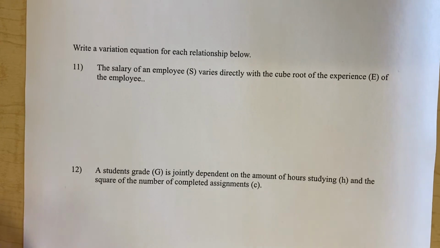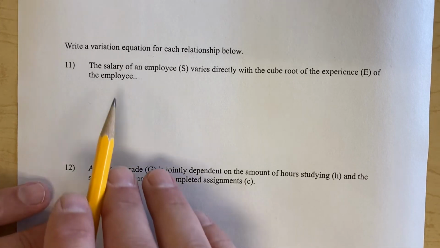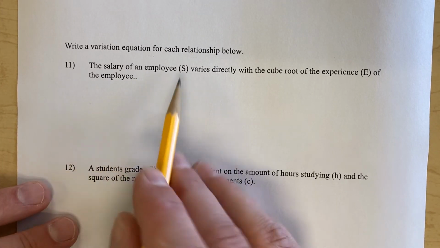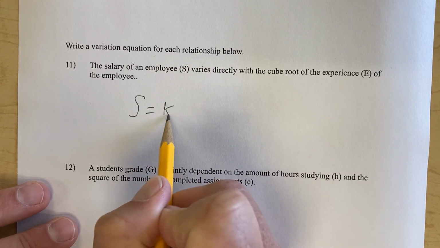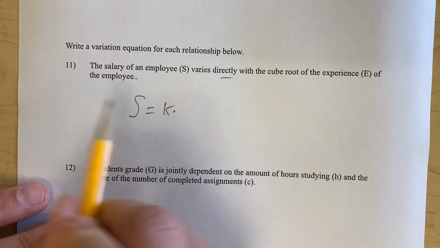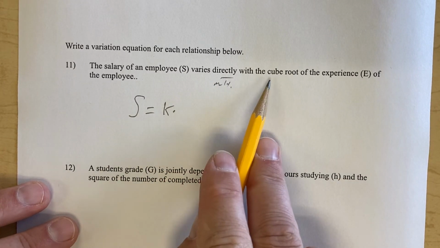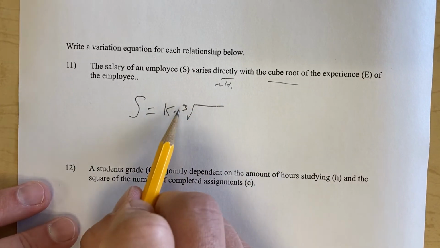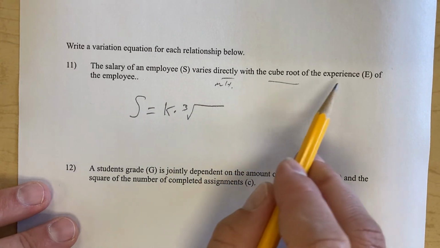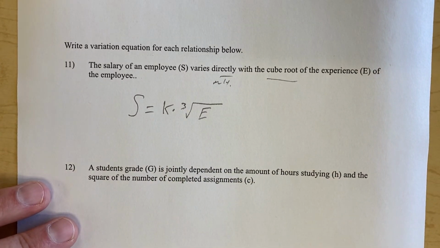Okay. Then the last ones want us to write an equation. They don't want us to calculate anything or do anything fancy. Just can we write an equation to represent this? So the salary of an employee, S, varies directly. So we're going to have some constant K, and because it's directly, that means we're going to multiply. And what are we going to multiply with? The cube root. So I'm going to do a root, and it's a cube root, so we're going to put a 3 on there, of the experience of the employee. So there's our equation.